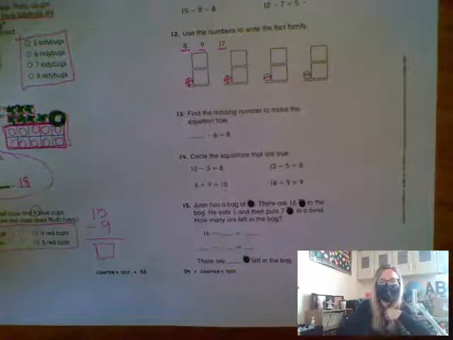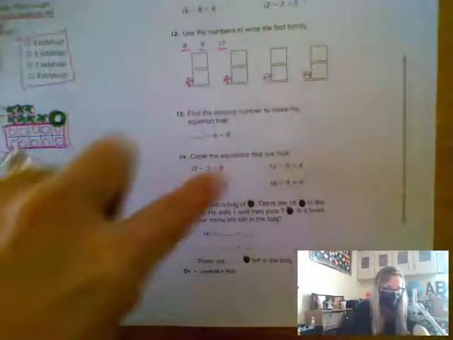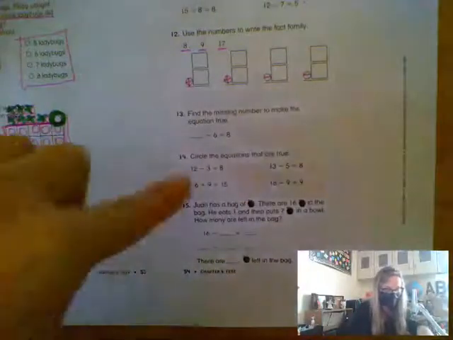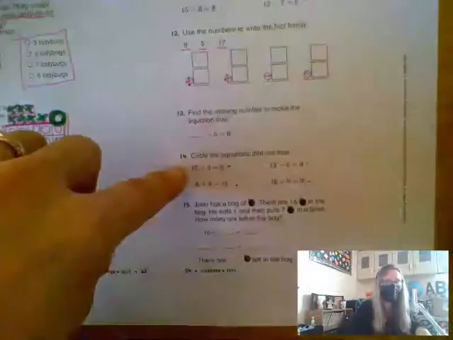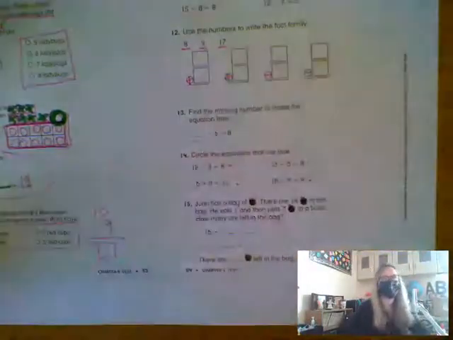All right, looking at number 14, you're going to circle the equations that are true. So you've got to solve all 4 equations. If they're true, circle them so I know you know they're true.